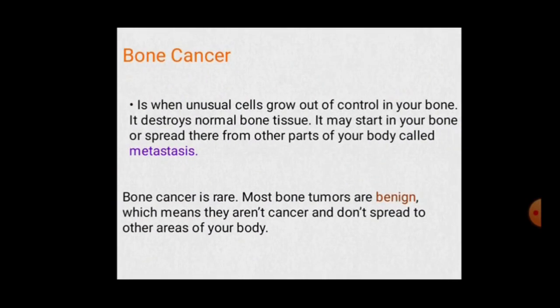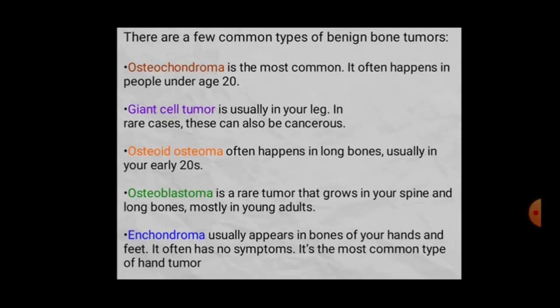Bone cancer is when unusual cells grow out of control in your bone. It destroys normal bone tissue. It may start in your bone or spread from other parts of your body, called metastasis. Some bone tumors are benign, which means they aren't cancer and don't spread to other areas of the body. These are a few common types of benign bone tumors: osteochondroma, giant cell tumor, osteoid osteoblastoma, and chondroma.